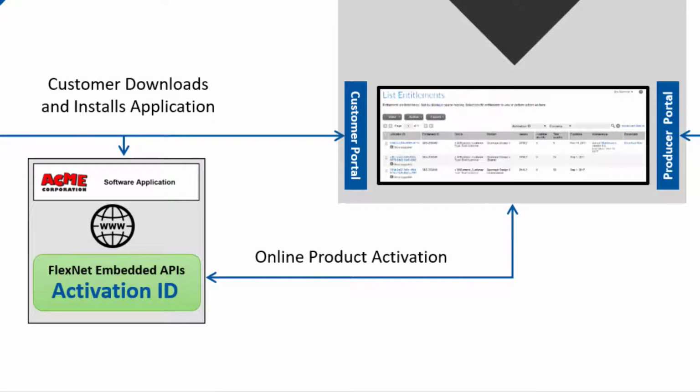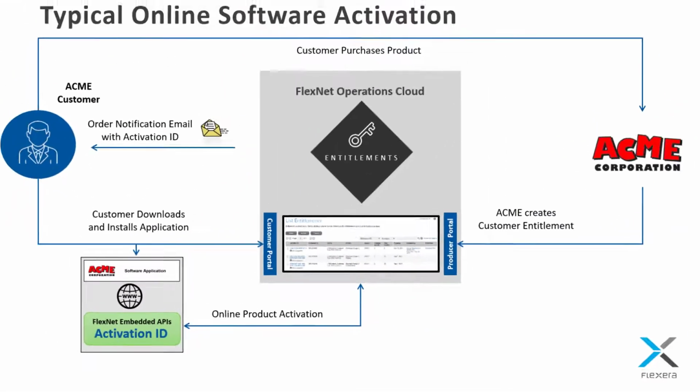This activation ID, along with additional device information, will be programmatically sent to FlexNet Operations, which will return one or more licensed features that are securely stored on the device. Once stored, the application can then acquire the licensed features and provide the necessary functionality.